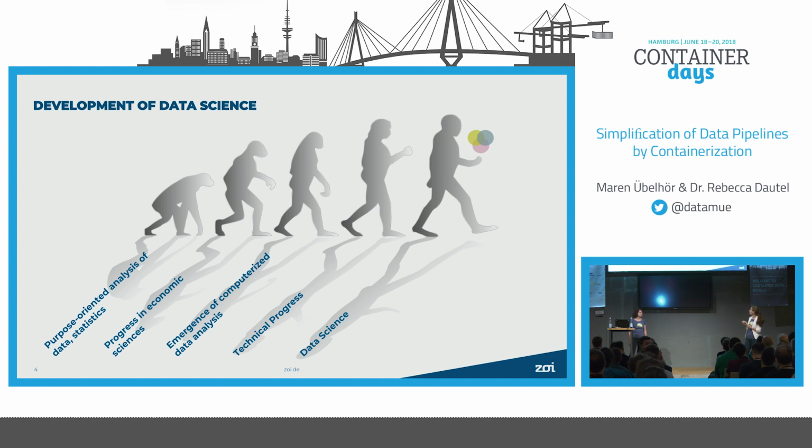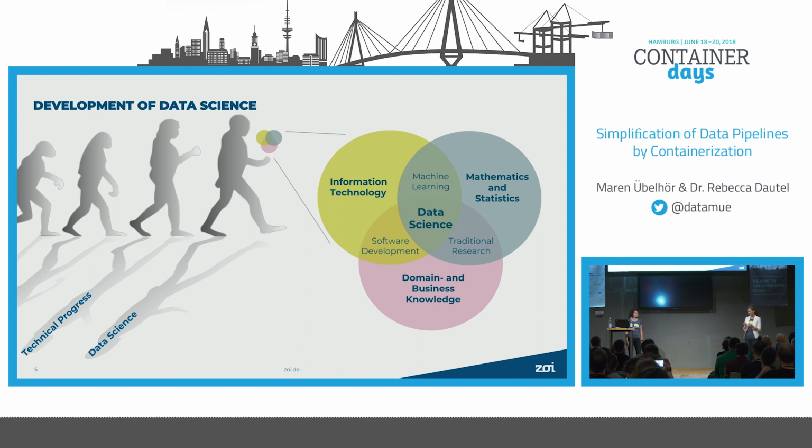And then in the last century, we had the emergence of computerized data analysis, which gives us a lot of possibilities to analyze the data which come together. And then we had the technical progress, which made it much cheaper, because before it was very, very expensive with slow processors and very high costs for storage. And now this technical progress makes it possible to do data science and to integrate all the information. And this is basically what data science is about.